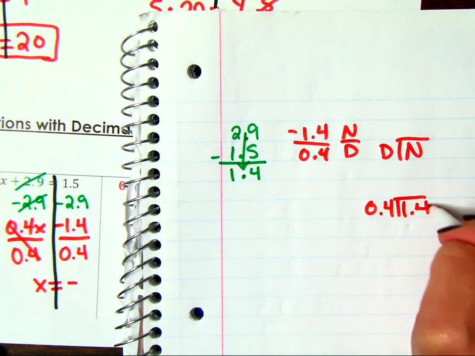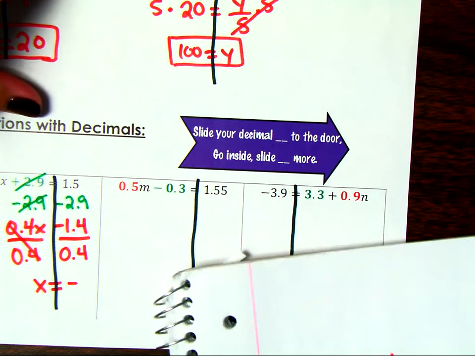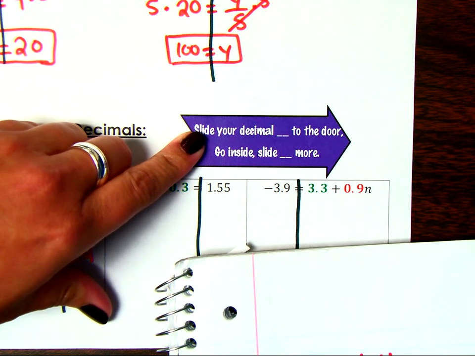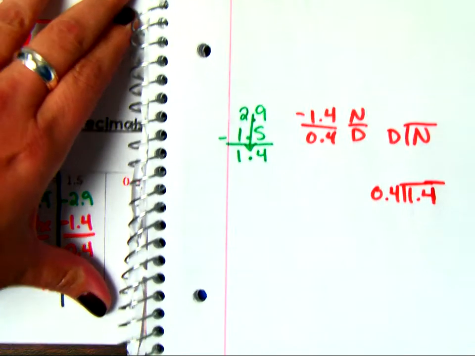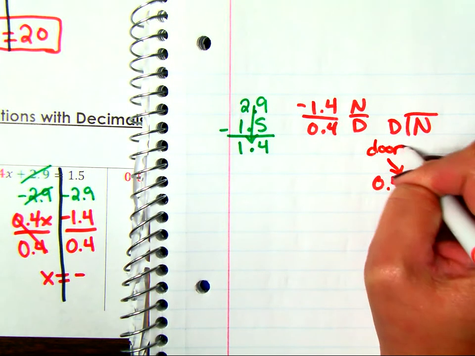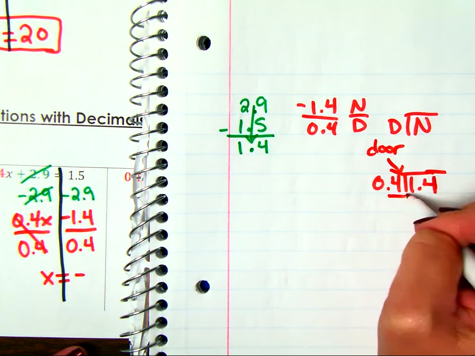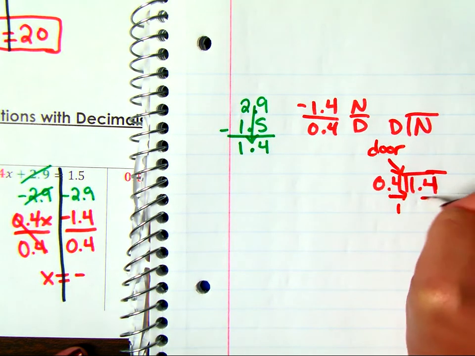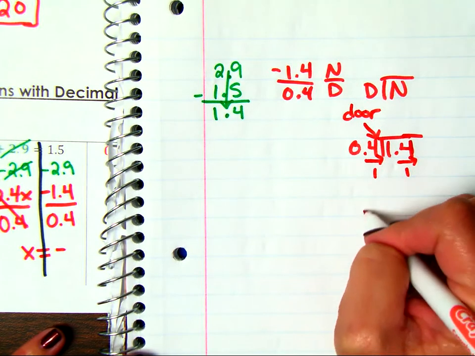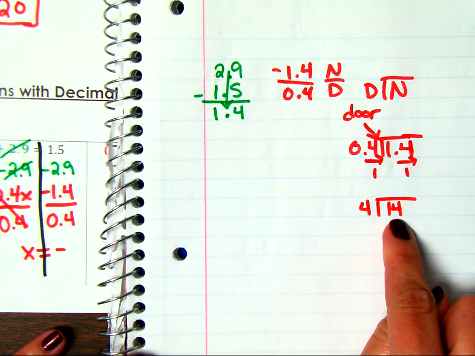So what we need to do, because we don't naturally skip count to 4 from 4/10, that's what we're going to use that little phrase for. We're going to slide however many places that decimal to the door and go inside and slide that many more. So right here, this is the door, that house part of the division sign, if that helps you out. So we're going to go and we slide 1 to the door. We go inside and slide 1 more. So this sliding 1 to the door is like multiplying by 10. And what we do to the outside, we're going to do the inside the same amount of times.